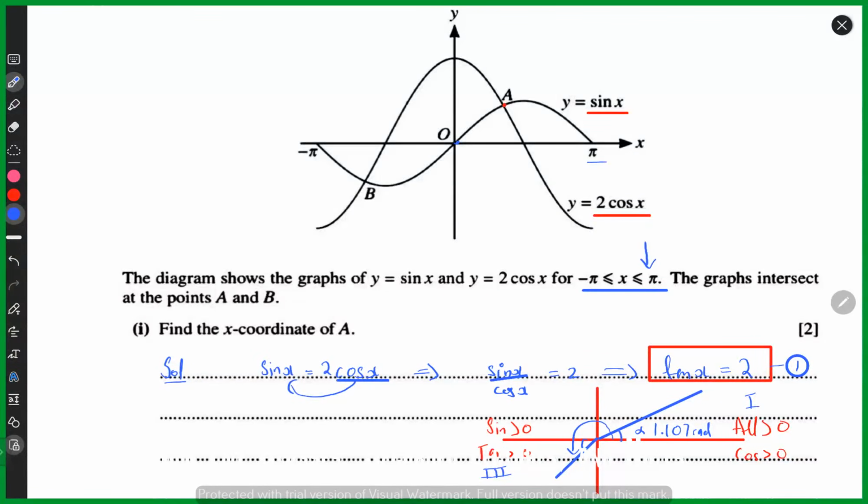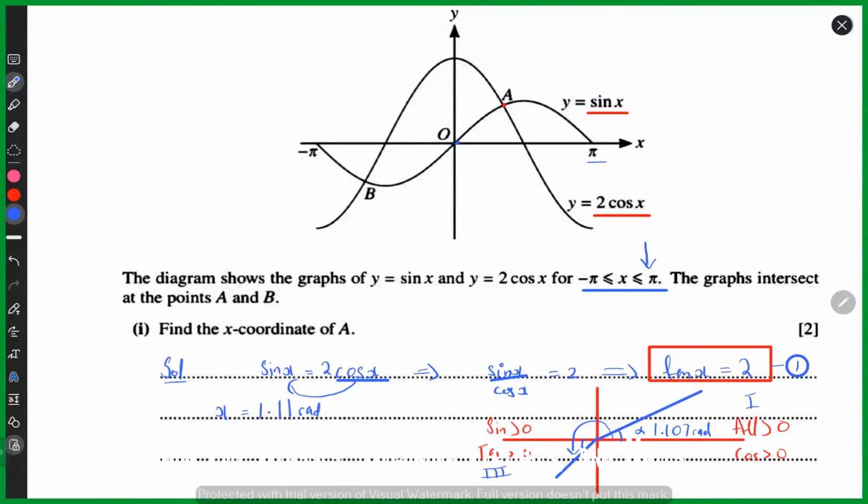So since a was between 0 and pi and the x coordinate has turned out to be 1.11 radians. Okay, let me just explain this again.